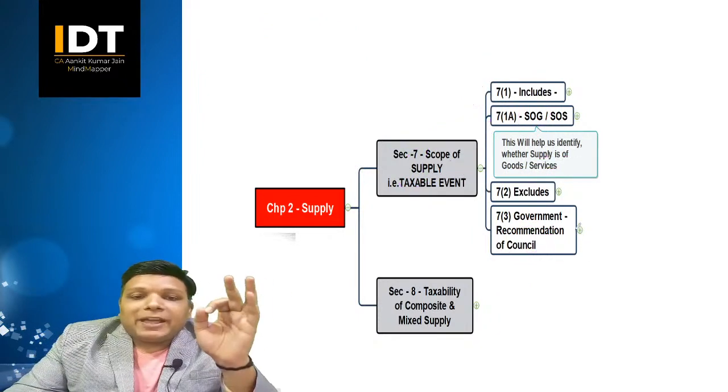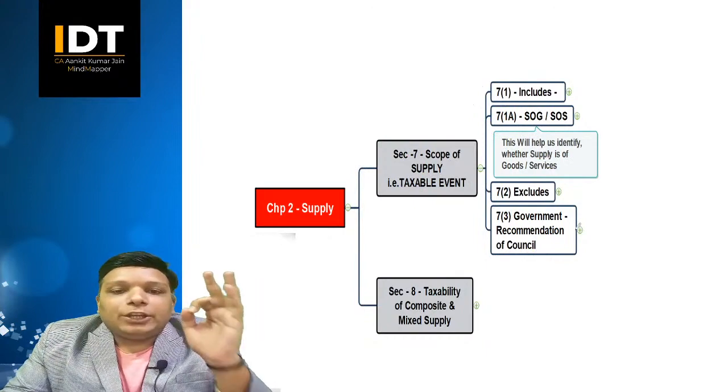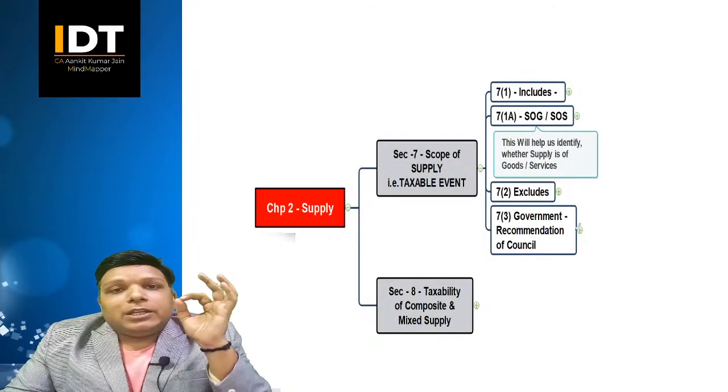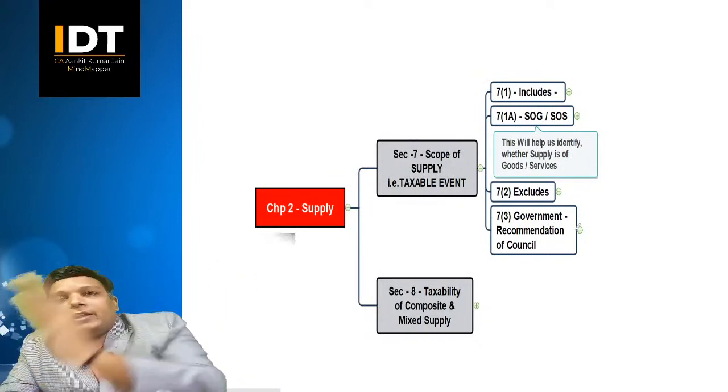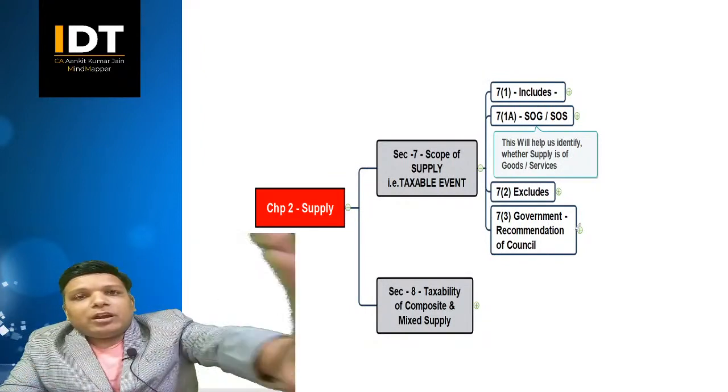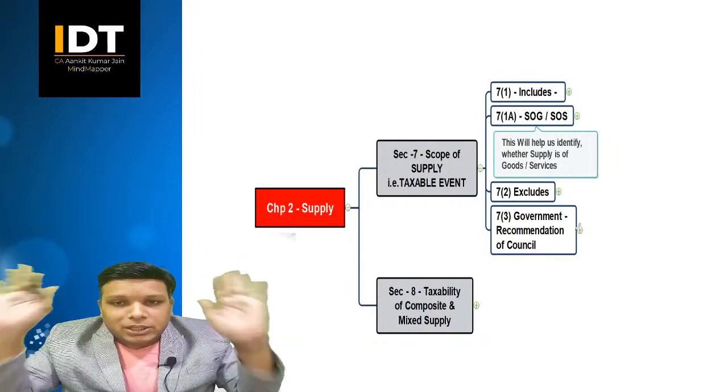So scope of supply का मतलब क्या हो गया? We are trying to decode the taxable event now. कि ये event होगा, then only the GST trigger will happen, then only I will move ahead in the GST. Otherwise, I am not moving ahead in the GST. Tata bye bye, see you, Jai Shri Ram, right?